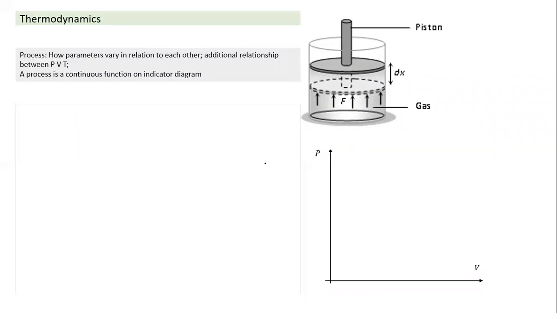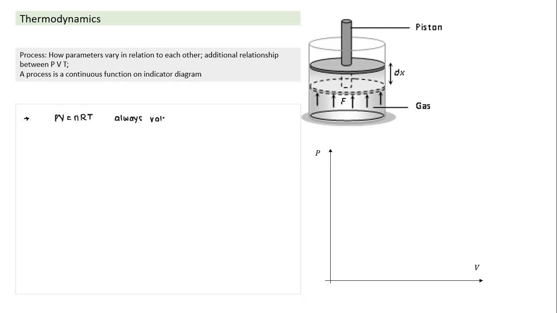So let's first try to understand the process and how we actually use that process. See, when we talk about it, the ideal gas equation is always valid. So what is the ideal gas equation? In all cases when we talk of an ideal gas, PV is equal to nRT is true unless mentioned otherwise. This is always valid.